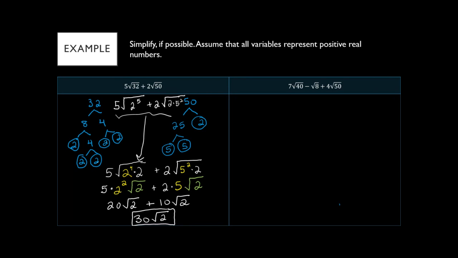So before I do the second example, are there any questions? Why did I divide 32 by 4? I could have done it by 2. I could have done 32 is 16 times 2. I didn't do it that way because that's not the first pairing that came to my head.